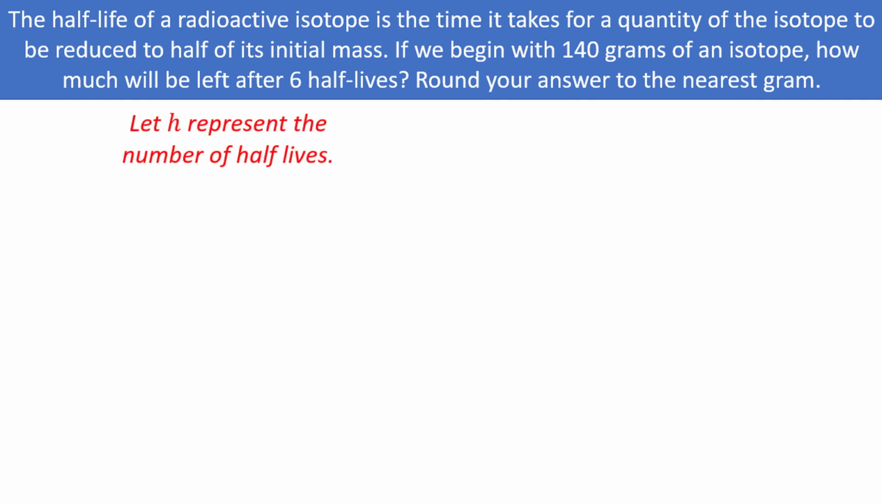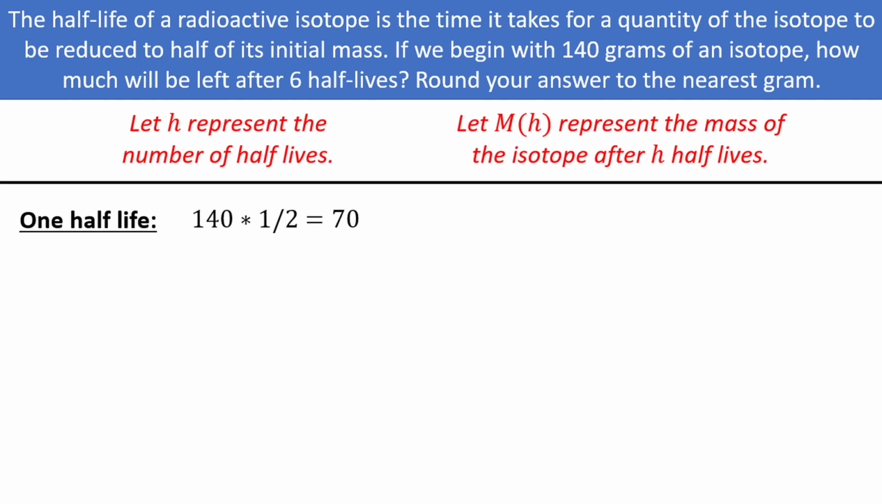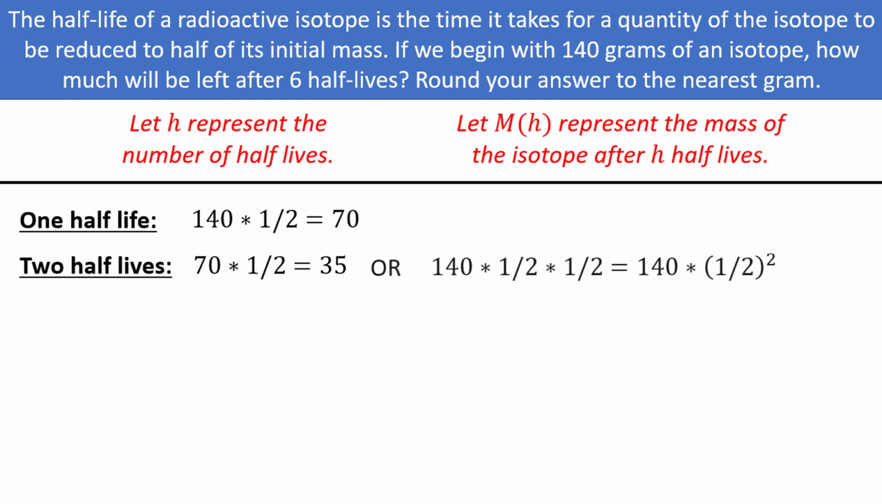Let's let h represent the number of half-lives and m of h be the mass of the isotope remaining after h half-lives. Well, the original mass is equal to 140, but after 1 half-life, we would need to multiply by 1/2 to get 70 grams remaining. For 2 half-lives, we would have to multiply the first half-life amount of 70 by 1/2 to get 35. But that's the same thing as multiplying the original amount by 1/2 twice, or 1/2 to the second power. If we want to have a function that works in general, it's going to be better to have it expressed in terms of our initial value of 140.